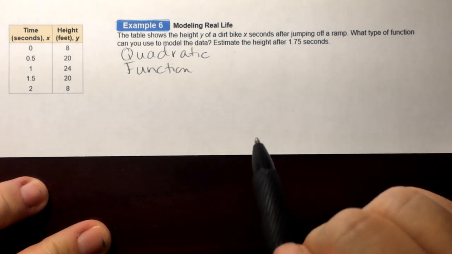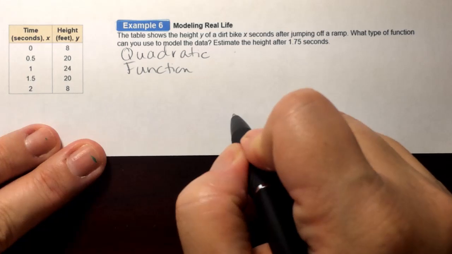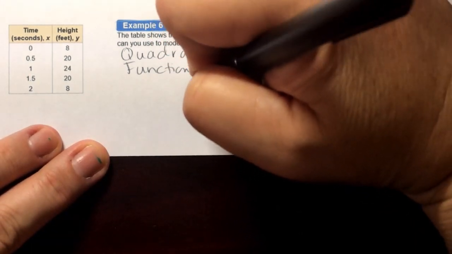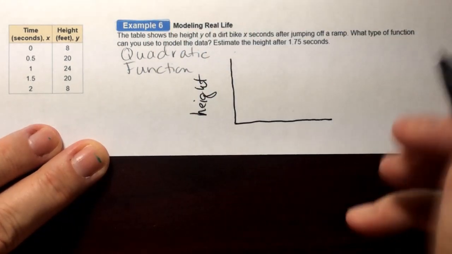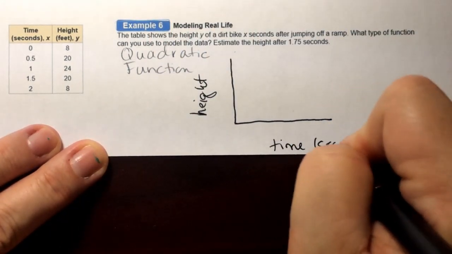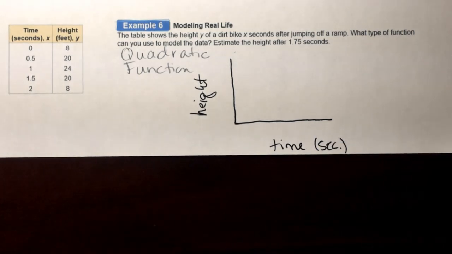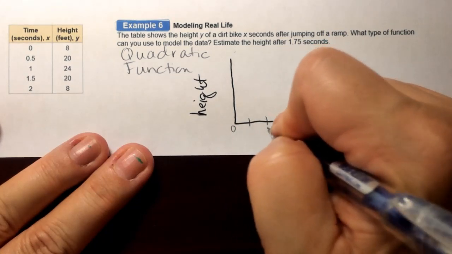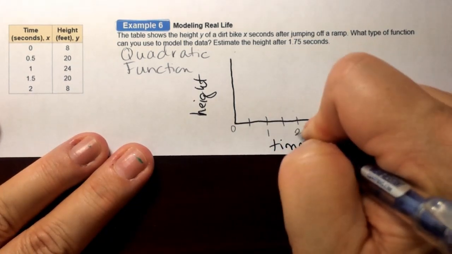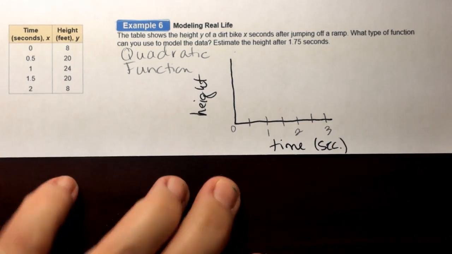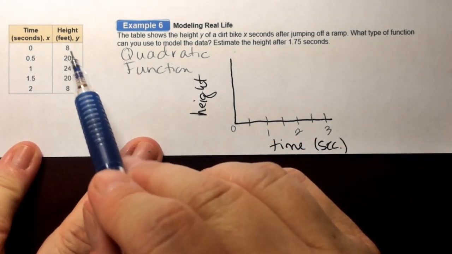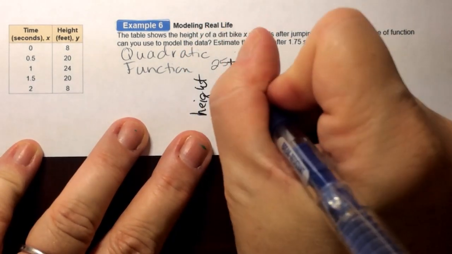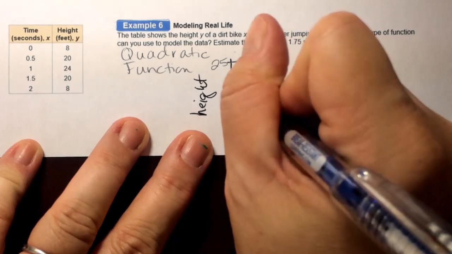Now we need to estimate the height after 1.75 seconds. So this is going to be my height. And so if that's my height, that means that this has to be my time in seconds. So because I make mistakes, I'm going to use a pencil for this part. And we got 0, we got a half, we have a whole, we got a 1.5, we got 2 wholes, and just for funsies, let's go to 3. All right, so now our height, we're ranging anywhere from 8 to 24. So let's go as high as 25, and we can count by 5s. So we have 5, 10, 15, 20.